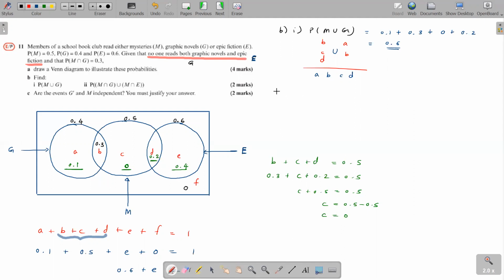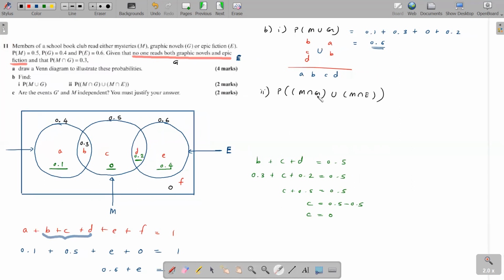Okay, and then Roman numeral 2, you have to find the probability of M intersection G union with M intersection E. Over here there's some work to do. First, you need to get the intersection of M and G. So what's the intersection of M and G? We just found M regions are B, C, D. Inside G, you have regions A and B. You're supposed to take the intersection now. How does the intersection work? You take the common region. What's common to both B, C, D and A, B? B is common.